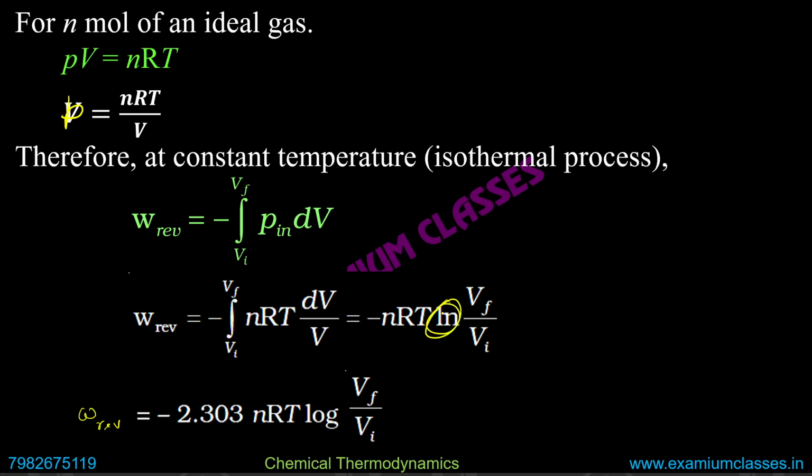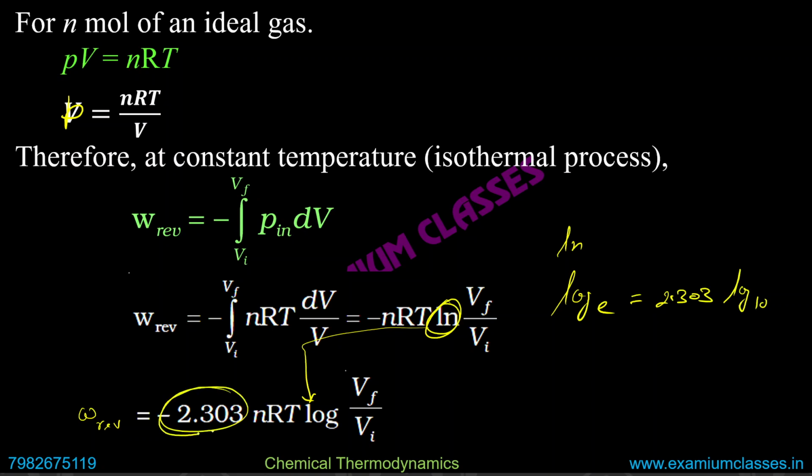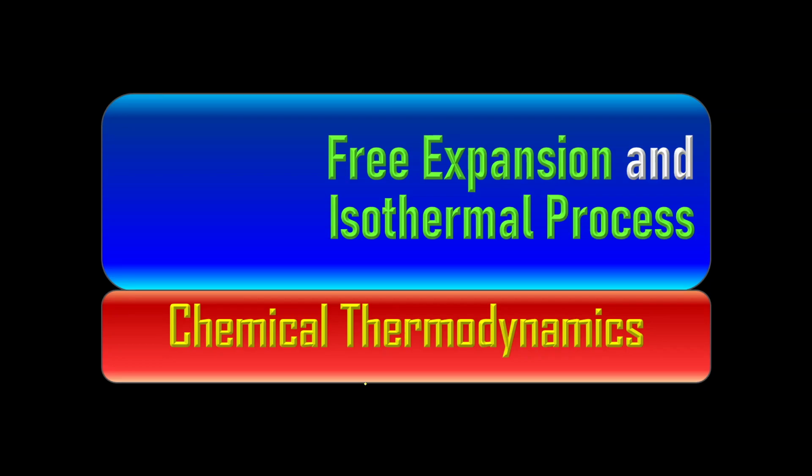This is ln, log base e. We have converted log base e into log base 10, and when we convert ln, it will be 2.303 times log at base 10. So that's why this 2.303 is there. You have to remember this formula, an important one. Then free expansion and isothermal process I will consider in the next class.